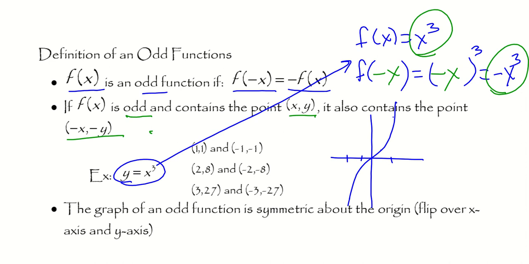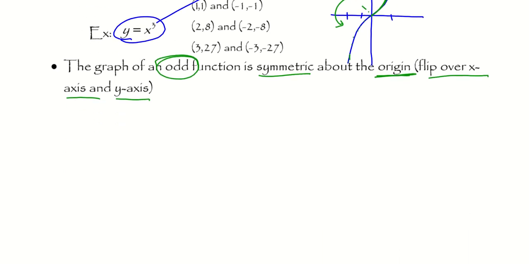This graph mirrors itself, but it's not across a single axis. It's almost as though I'm taking one side, in this case the right side, and flipping that over the y-axis, I get that piece, and then if I take that and flip it over the x-axis, it falls right on top of here. When that happens, we have what we call symmetry about the origin. It flips over both the x-axis and the y-axis, and that is true of all odd functions.